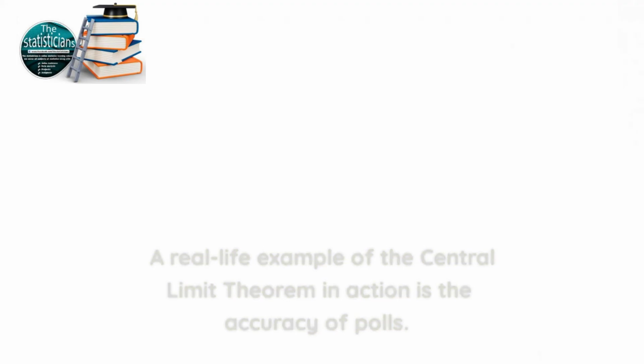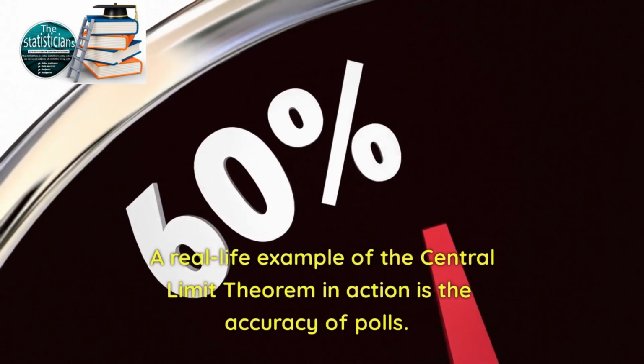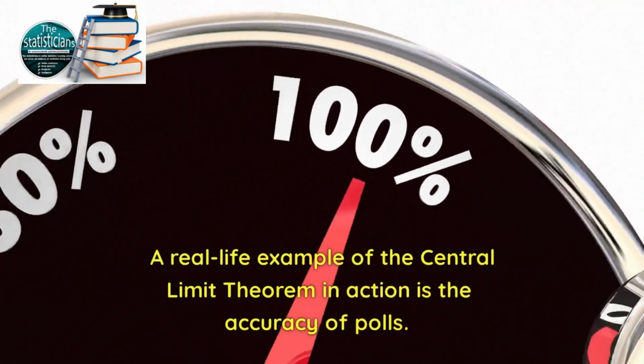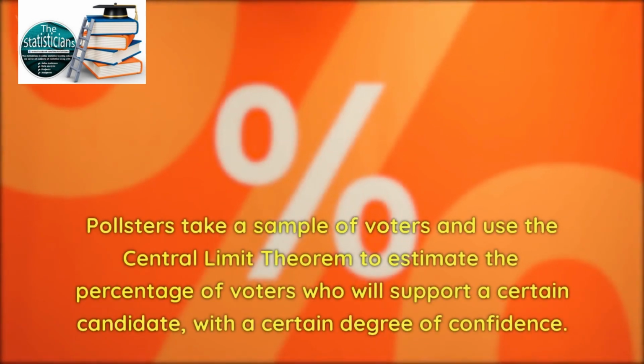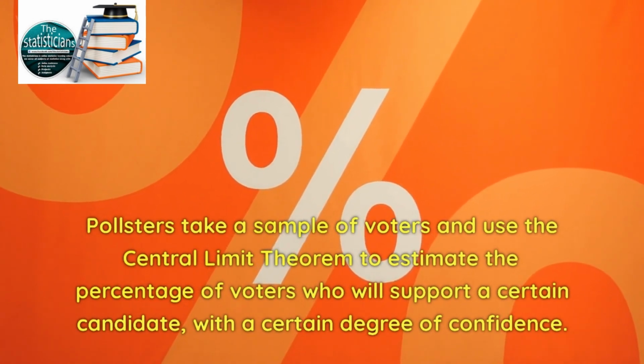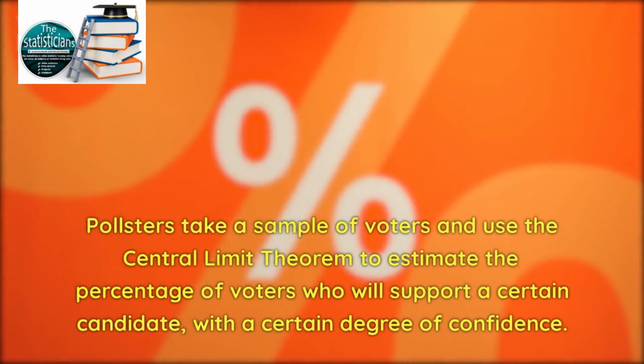A real-life example of the Central Limit Theorem in action is the accuracy of polls. Pollsters take a sample of voters and use the Central Limit Theorem to estimate the percentage of voters who will support a certain candidate, with a certain degree of confidence.